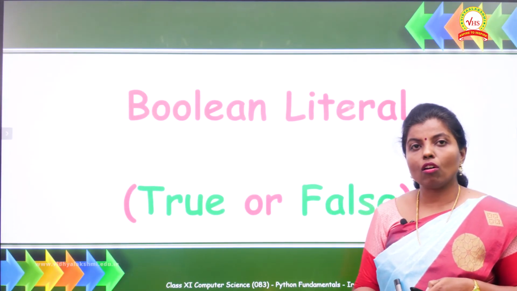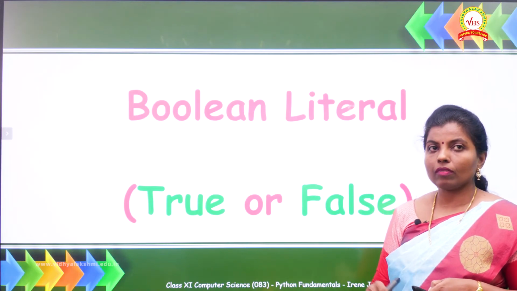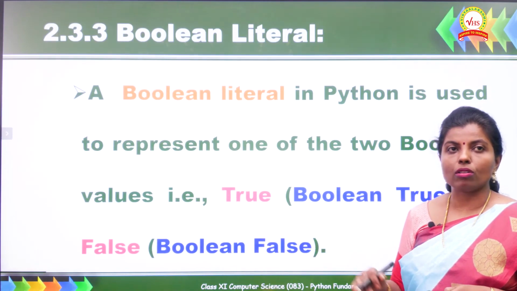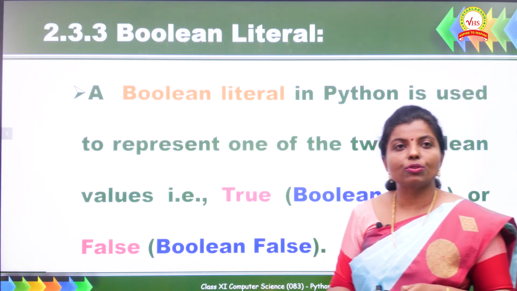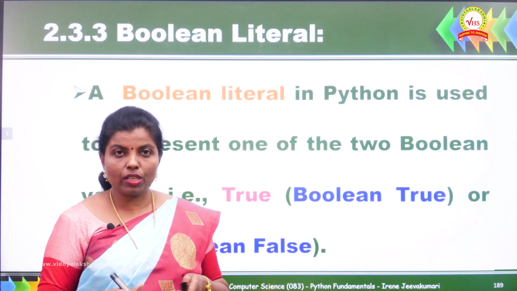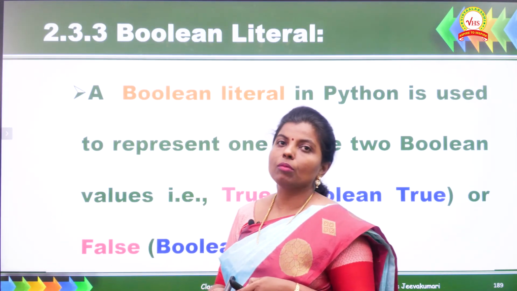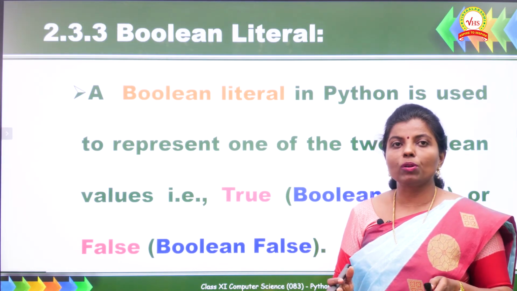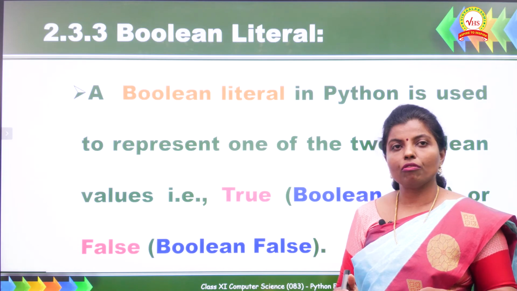The next literal of Python programming is Boolean literals. They consist of true as well as false. A Boolean literal in Python is used to represent one of the two Boolean values, that is Boolean true or Boolean false. So, Boolean literal in Python consists of the Boolean values true or false.